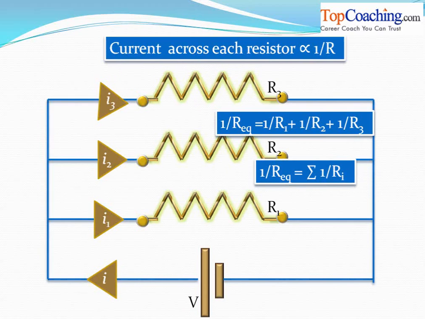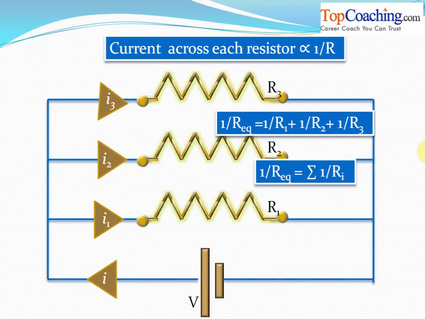Another interesting fact is that the current across each resistor, I1, I2, I3, is actually proportional to 1 by R. After all, the current through this resistor, R1, will clearly be V divided by R1, isn't it? Because the potential difference across this resistor is V and the resistance is R1. Similarly, the current through the resistor R2 will be V divided by R2. The current through the resistor R3 will be V divided by R3. And therefore, the current across each resistor will be proportional to 1 by R.